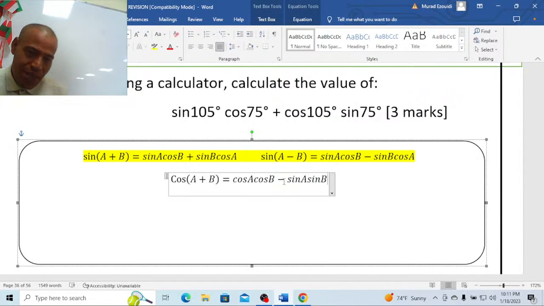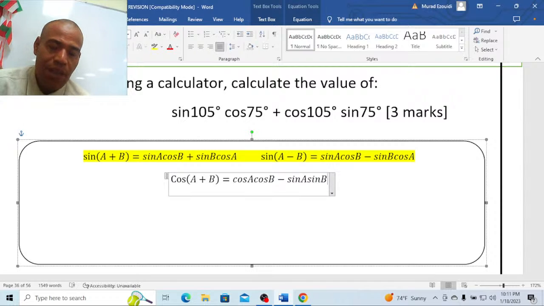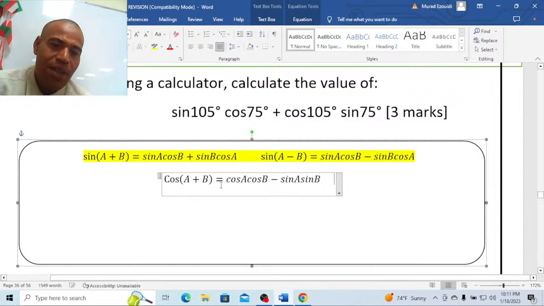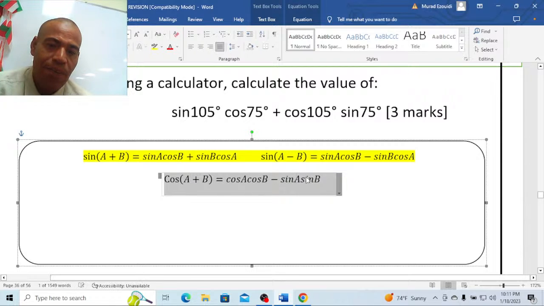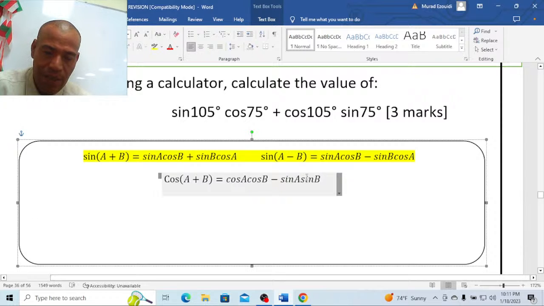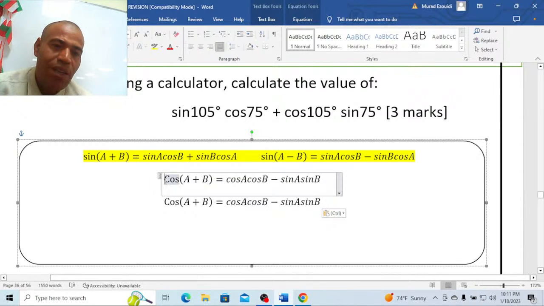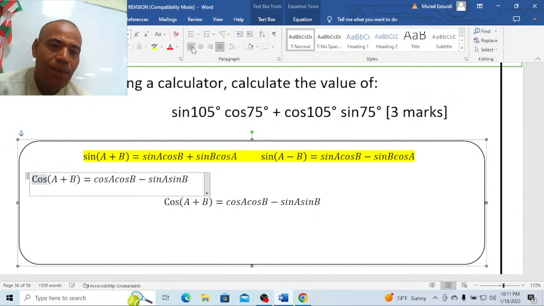Now I will use the second one. I will use exactly when A minus B, when you take the angle B from A. I'll put it like that. I'll just write now this one. Shall I put it in the front? Okay.